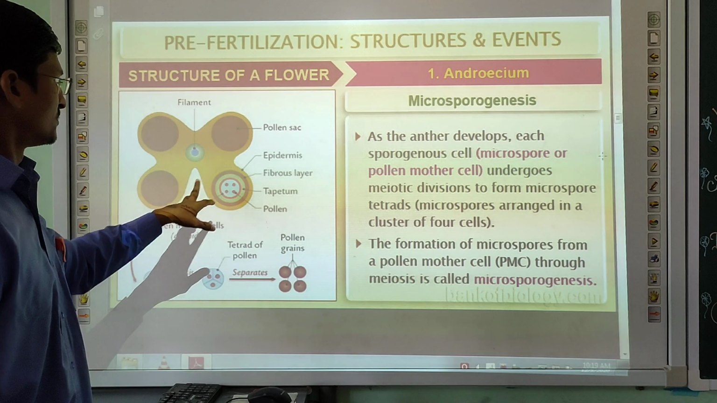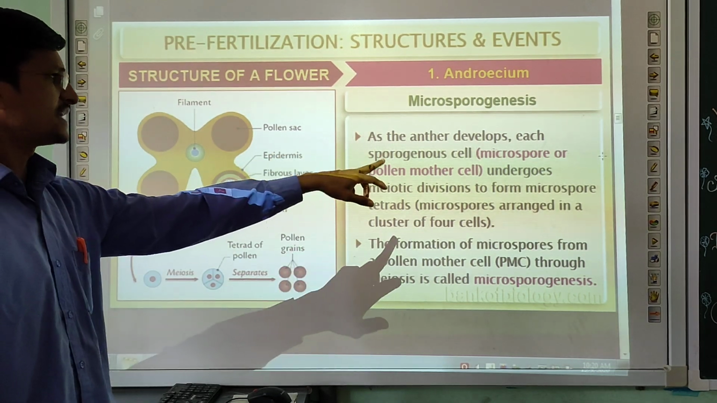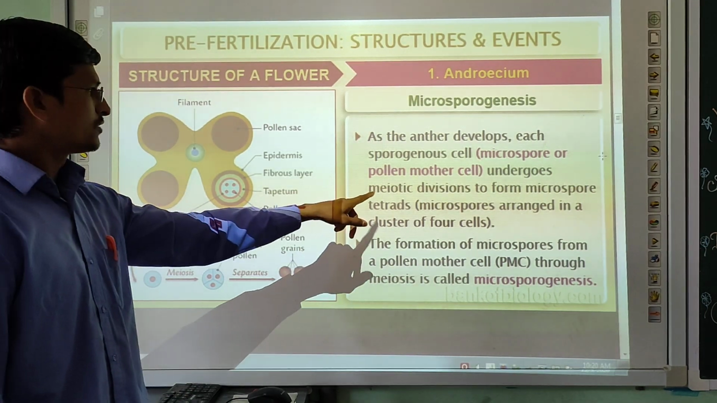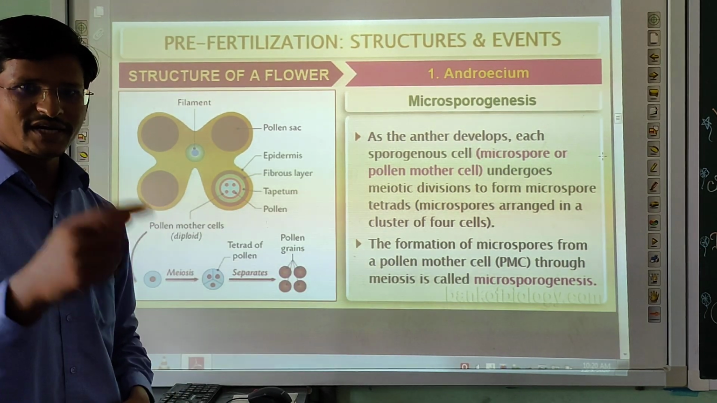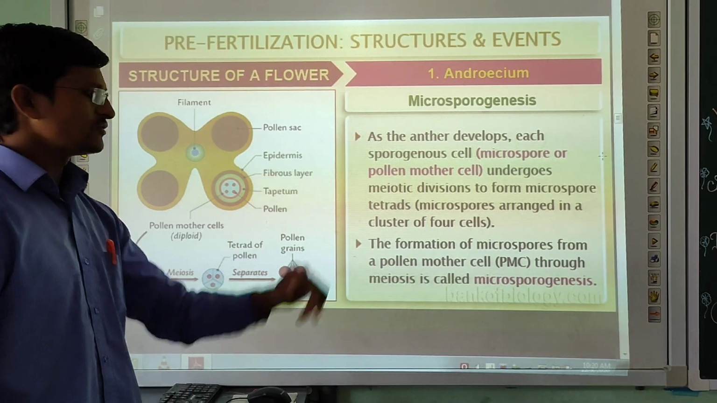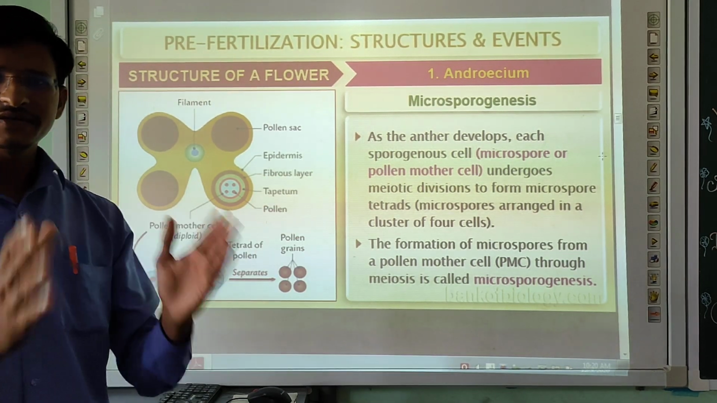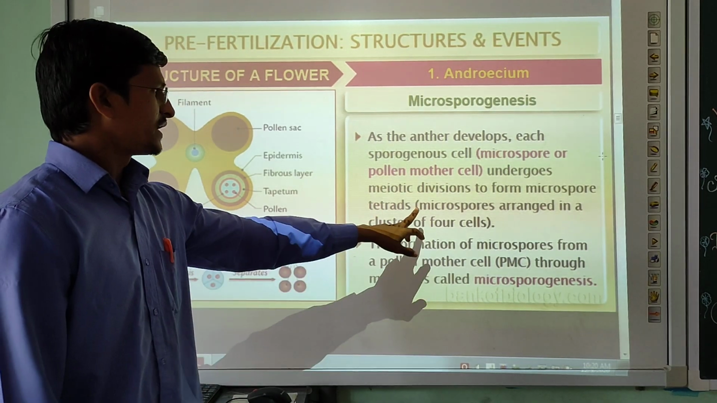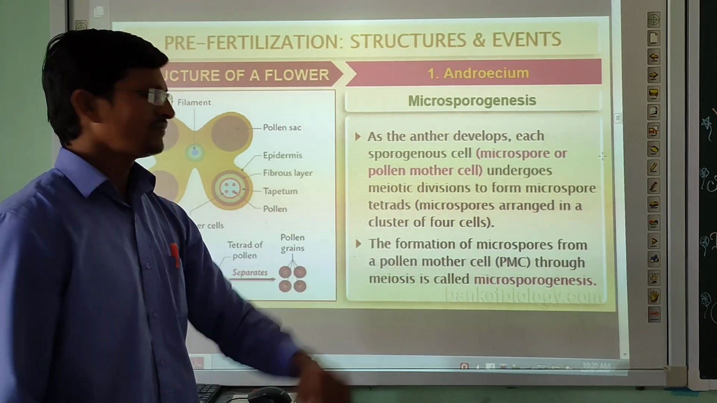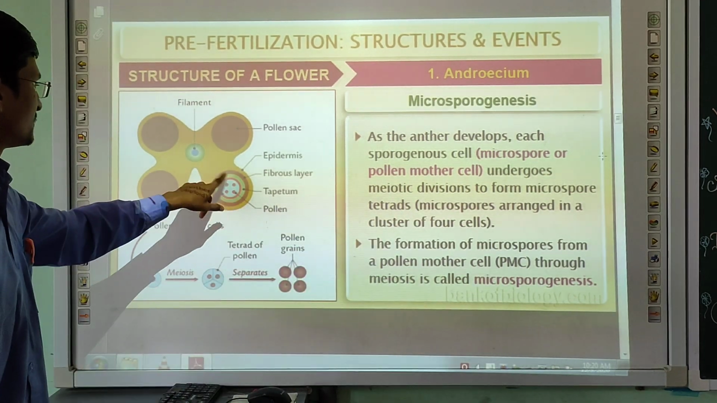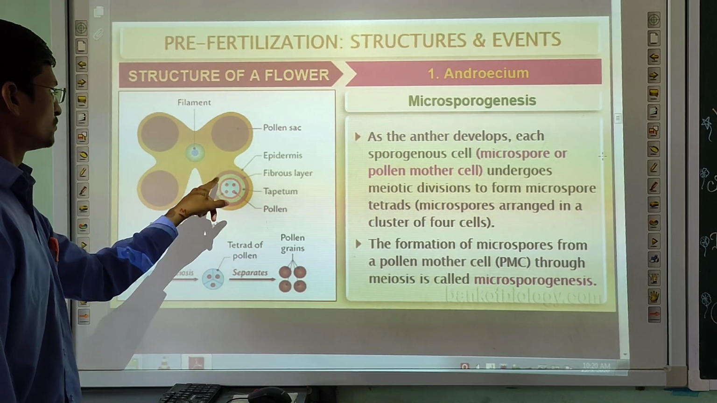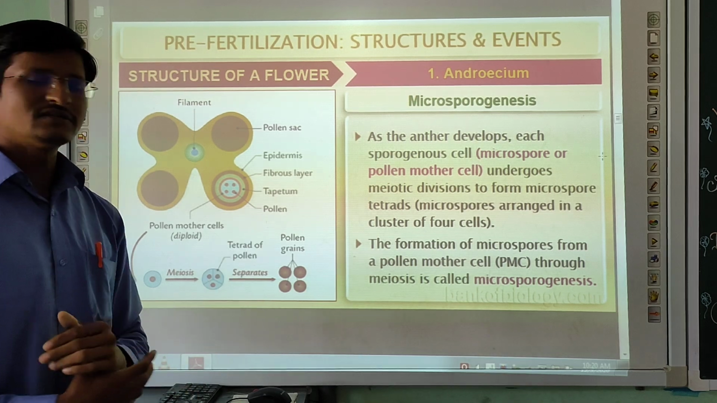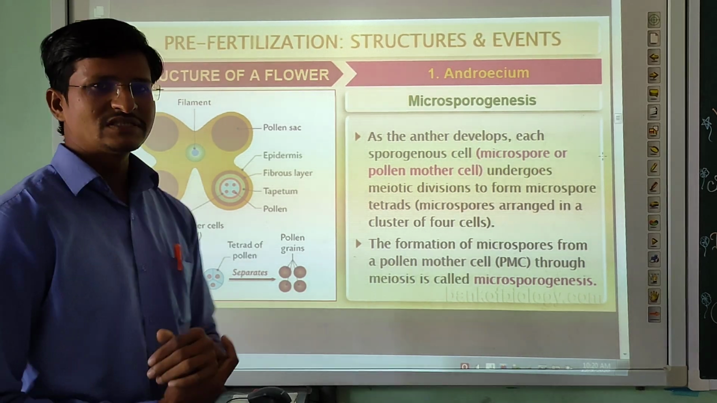As the anther develops, each sporogenous cell, that is the microspore or pollen mother cell, undergoes divisions. You might have been taught by Sahil sir what is cell division and what steps are involved in that, to form a microspore tetrad. That is, the microspores are arranged in a cluster of 4 cells. Here you can see the cluster of 4 cells, 1, 2, 3 and 4, and the formation of microspores from the pollen mother cell, that is PMC.